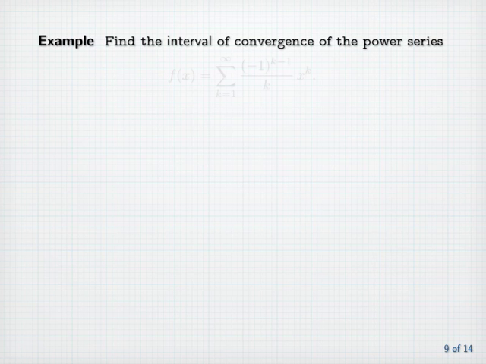Example. Find the interval of convergence of the power series f of x equals the sum from k equals 1 to infinity of (-1)^(k-1)/k times x^k. Let's use the ratio test.